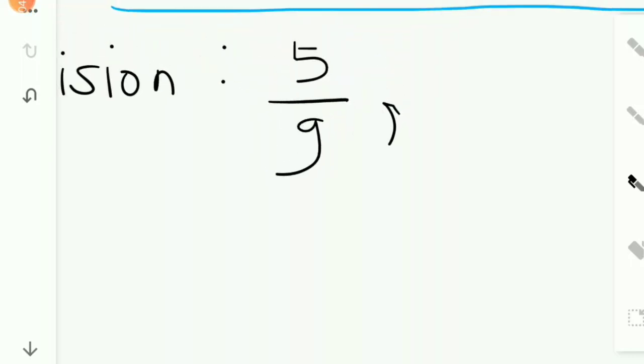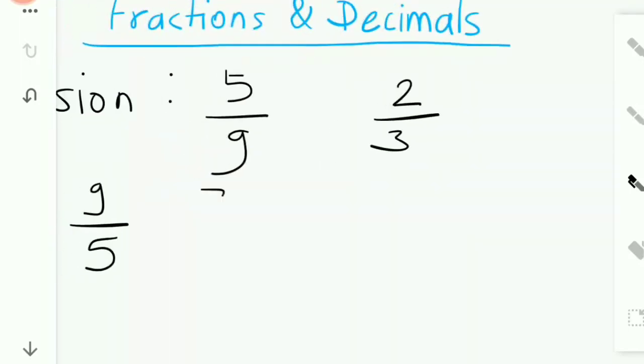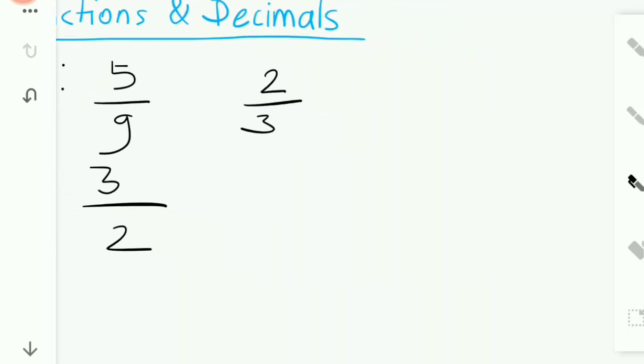5/9. What will be the reciprocal of 5/9? It will be 9/5. What will be the reciprocal of 2/3? It will be 3/2. 7/4, it will be 4/7.